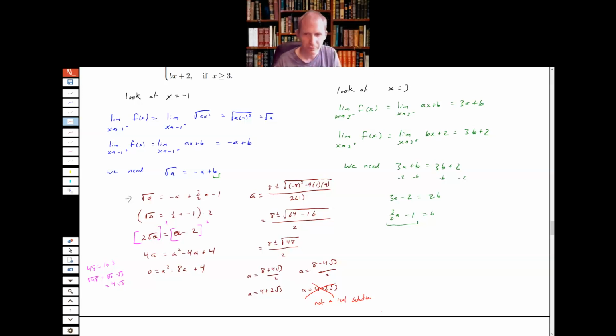All right. So I have one solution for a, and now I compute for b. b is 3/2 of a minus 1. So 3/2 times 4 is 6. 3/2 times 2 root 3 is 3 root 3. So I have 3 root 3 plus 5.